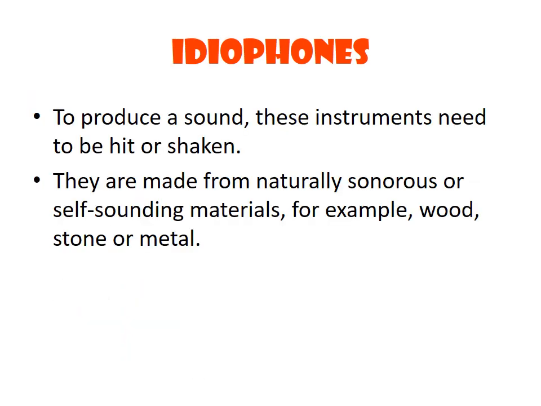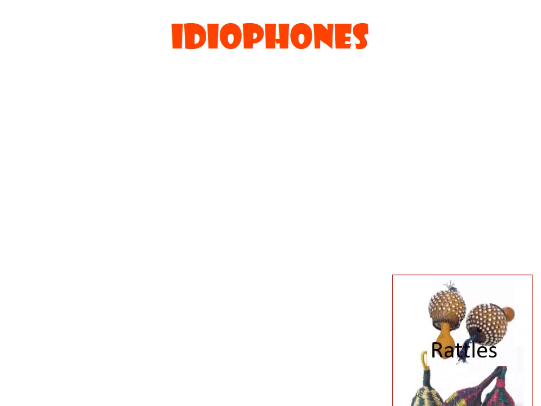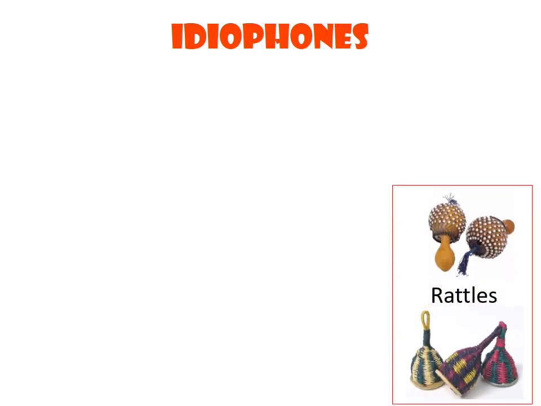We have the idiophones section, and the idiophones create sound when the instruments are hit or shaken. The instruments in the idiophone section are mostly made from naturally sonorous or self-sounding materials, for example, wood, stone, or metal. So materials that naturally create a nice sound or a loud sound. Types of idiophones include rattles, which are made of dried out calabashes containing maybe stones or seeds, and these are hit or shaken in order to produce a sound.